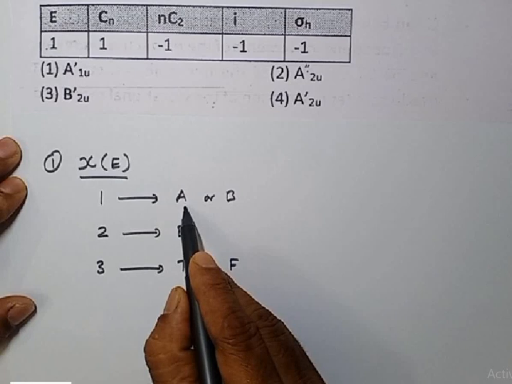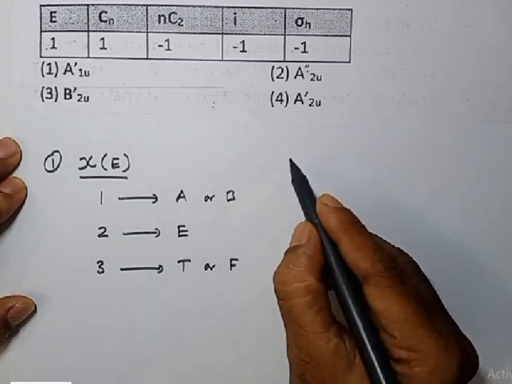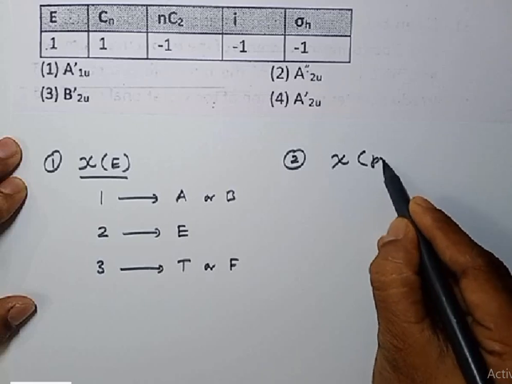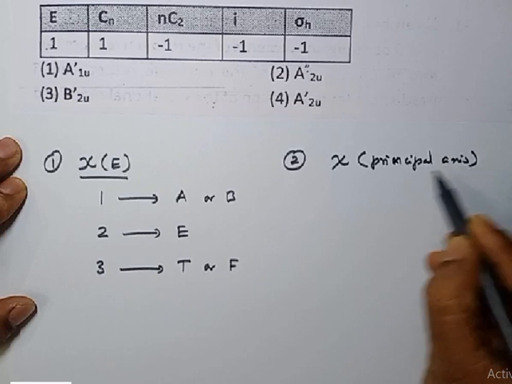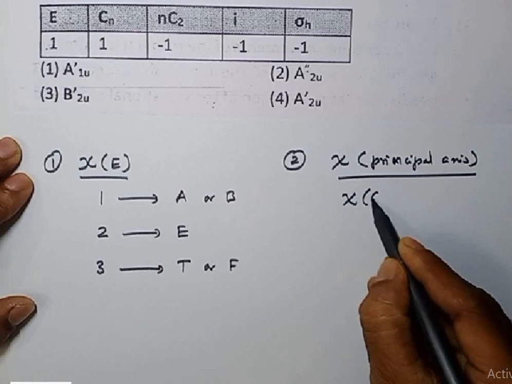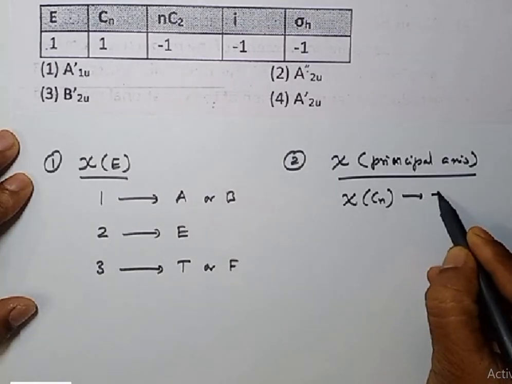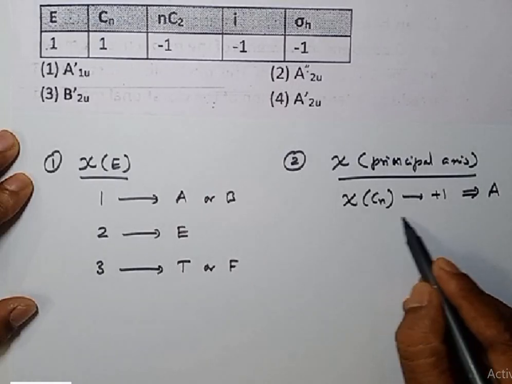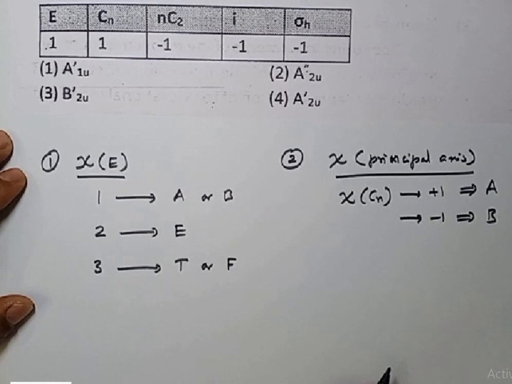Now, either A or B, whether it is A or B, how to check? So listen, this is rule number 2. See the character for the principal axis. Observe carefully. Let me write simply Cn. Assume that Cn is the principal axis. If the character of the principal axis is +1, then give the symbol as A. If the character of this principal axis is -1, then give the symbol B. Take note, it's very simple.